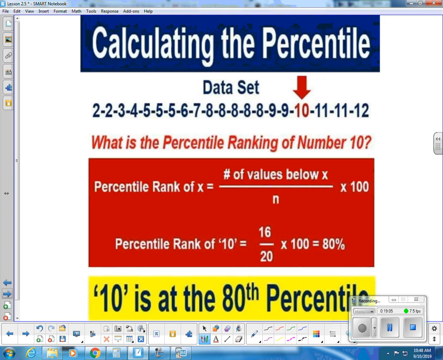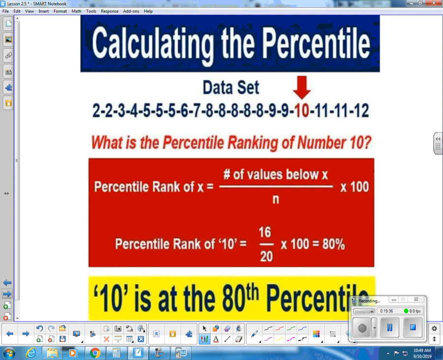Okay, so the number of values below x, and there are 2 trains of thought on this. This book says the number of values before x. Other books will say including x, up to and including x. This one says below, so stay with that rule. So what's the percentile rank of 10? Well, we've got 1, 2, 3, 4, 5, 6, 7, 8, 9, 10, 11, 12, 13, 14, 15, 16 below that. Divided by how many there are, and that's your percentile, 80%.